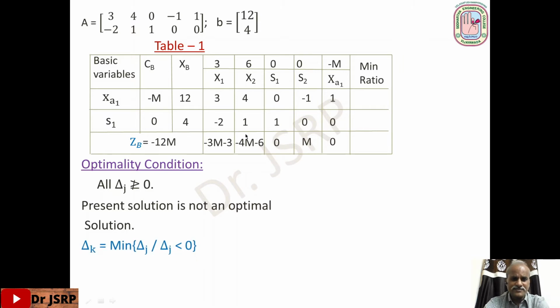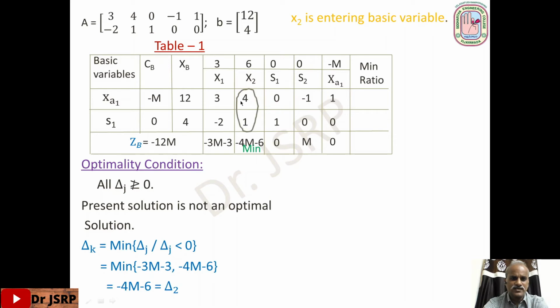Next, to take the minimum of negative delta j values. So that is delta k equal to minimum of delta j such that delta j less than 0. So minimum of these two values. Minimum is minus 4 and minus 6. That is delta 2, corresponding to x2 variable. So x2 is entering basic variable. Okay. This is minimum. So circle this column. This is pivot column.